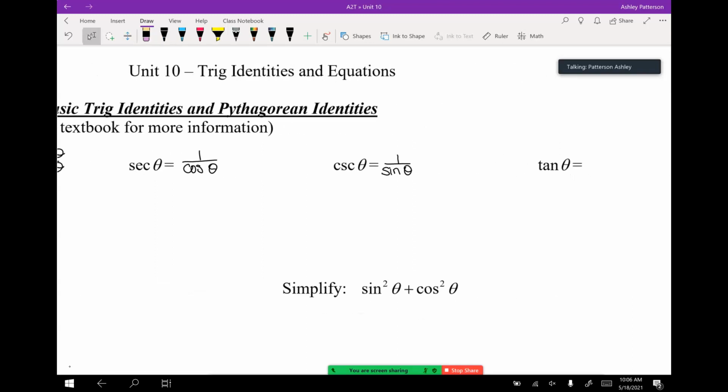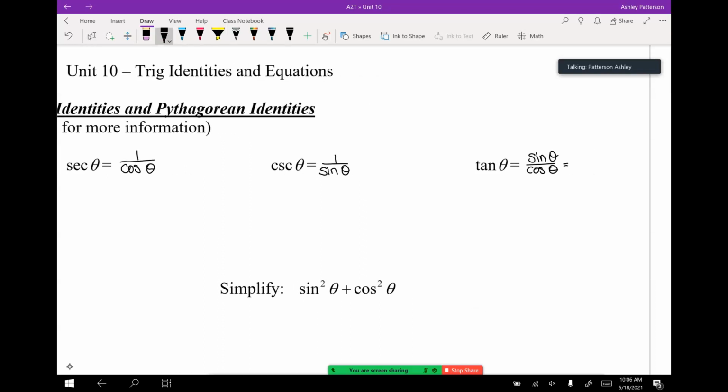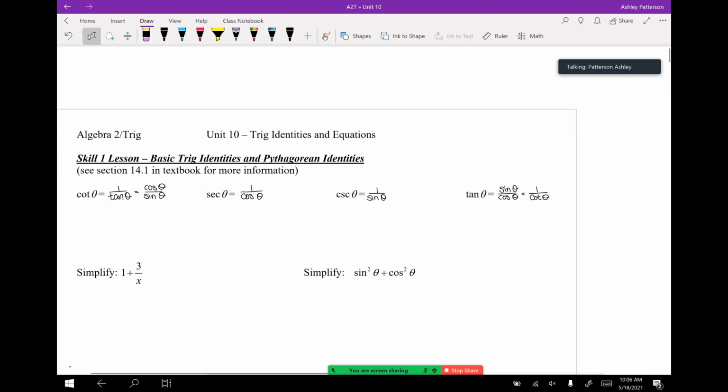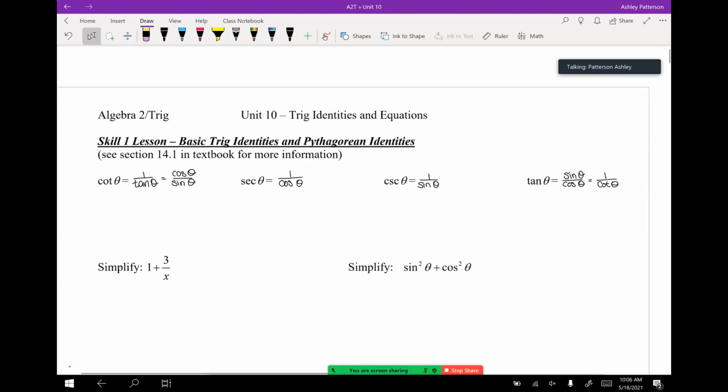We also know that tangent can be written as sine of theta over cosine of theta. A basic trig identity. But we can also write it as 1 over cotangent of theta. We don't see this too often, but it's an option. So it's good to have it down. Okay, here are some of your basic identities that we already know, but now we can classify them as such.